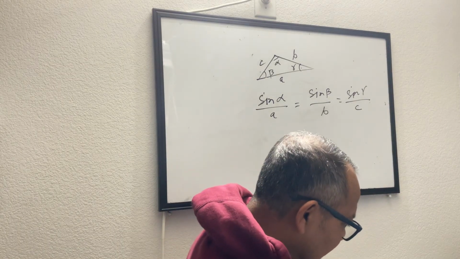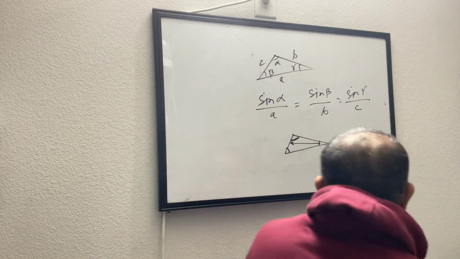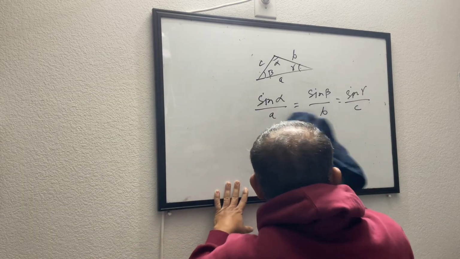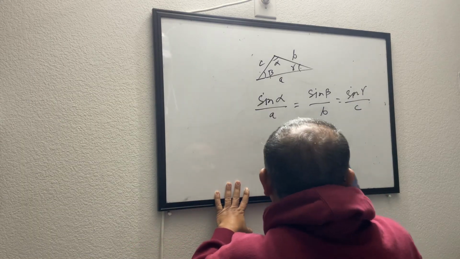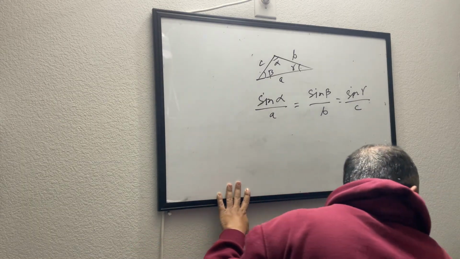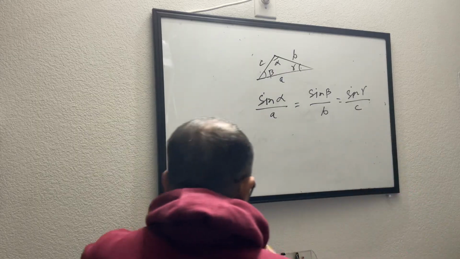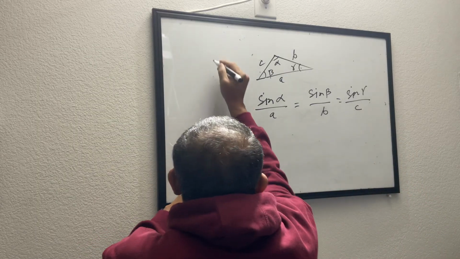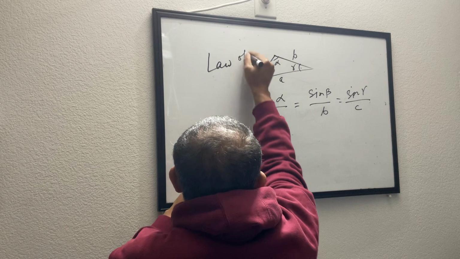Now, next one is law of cosine. So we saw law of sine. Let's see what is law of cosine.